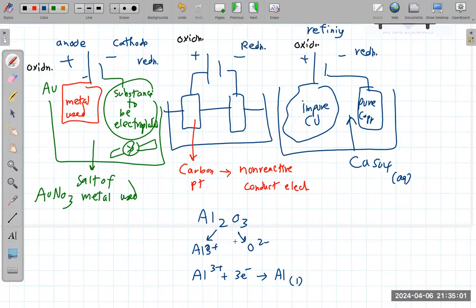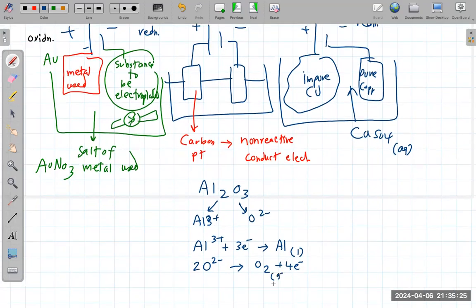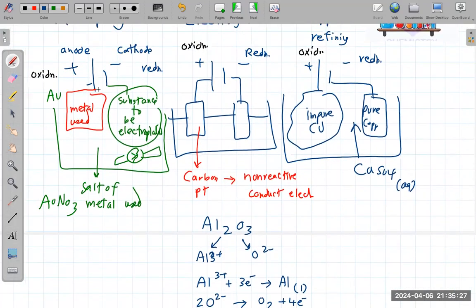And on the other side, oxidation happens. O2 minus loses electrons here at the anode and changes into O2. So this lost 4 electrons, because 2 ions form O2 plus 4 electrons. This is a gas. So oxidation here and reduction here.